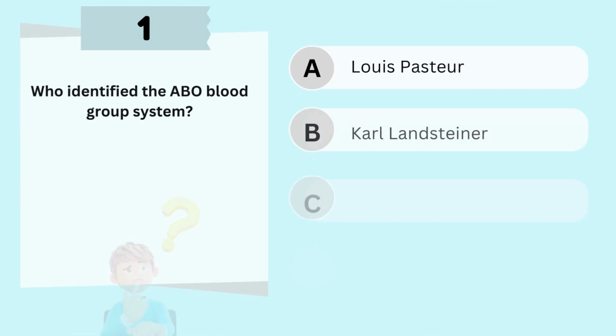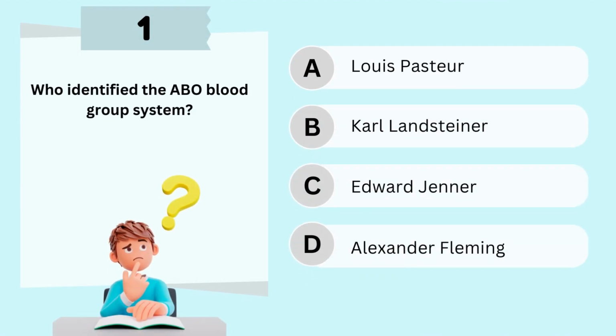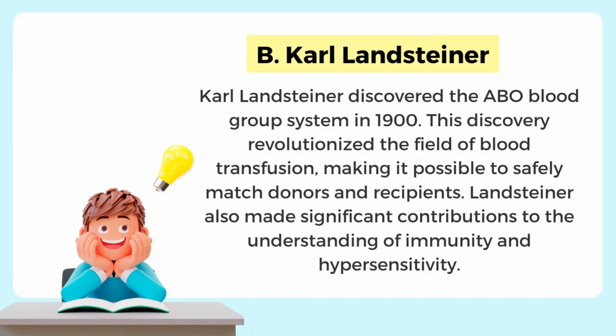All set? Let's get started. Who identified the ABO blood group system? The correct answer is B. Karl Landsteiner.